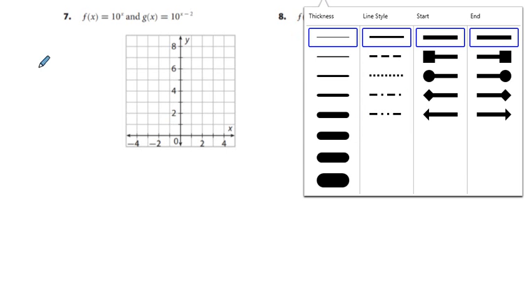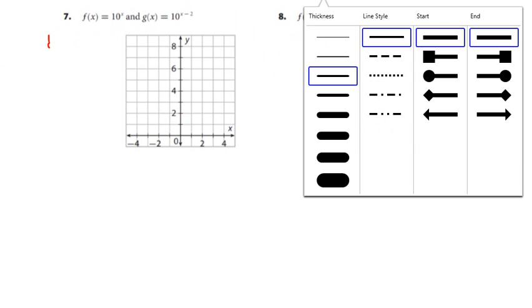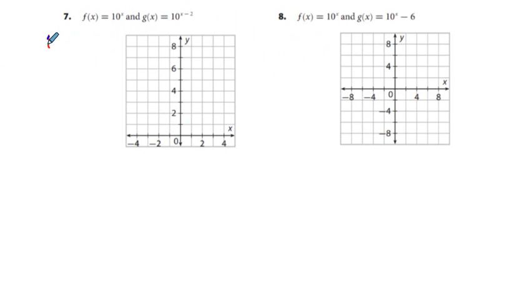We have f of x equals 10 to the power of x and g of x equals 10 to the power of x minus 2. I'm going to come over here to the left and draw in, I think I want to do the blue one here. I'm going to draw the 3-column table. Okay, we have x, f of x, and g of x.